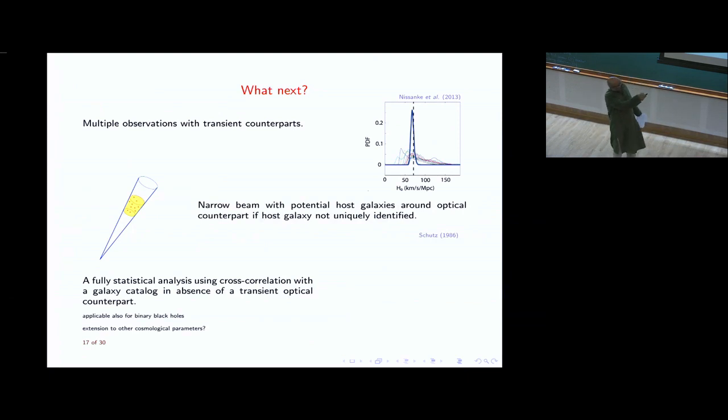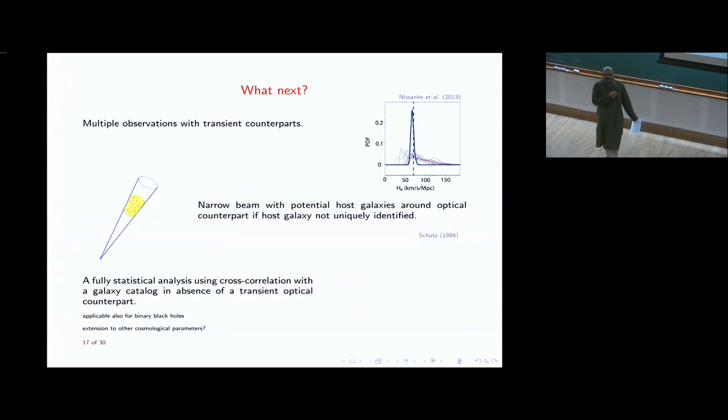Now, I'm going to briefly describe the statistical method which is going to be useful if you do not have a counterpart that you can localize to a host galaxy. Suppose you see just a GRB that's out there, so you know that it comes from a certain part of the sky, but do not know exactly where. Then you can look for all the galaxies in that cone, and so these are the possible set of host galaxies, and they have different redshifts. You do not know which one of them it is.